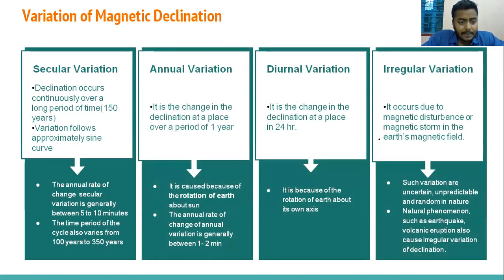The time period of the cycle also varies from 100 to 350 years, in which whatever variation you get will be a sine curve, right? And the annual rate of change in secular variation is generally between 5 to 10 minutes. Annual variation means we are observing variation every year, caused because of the rotation of Earth about the Sun, right? The annual rate of change of annual variation is generally between 1 to 2 minutes, right?